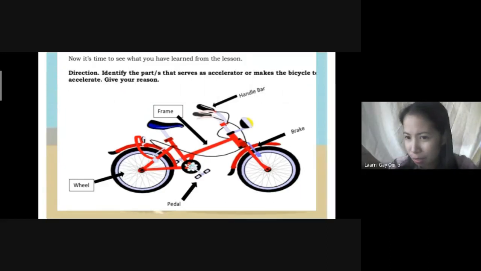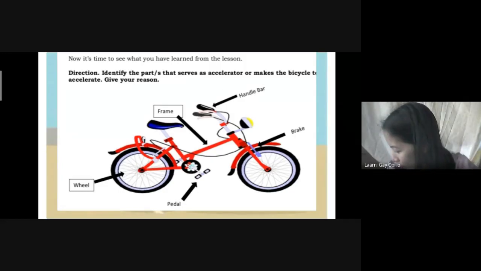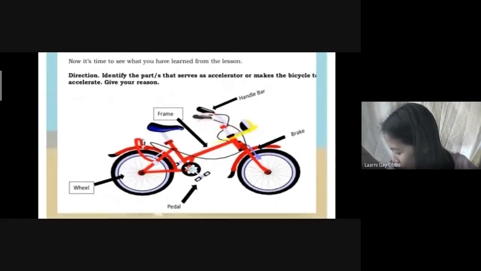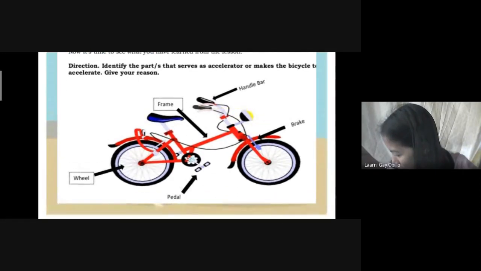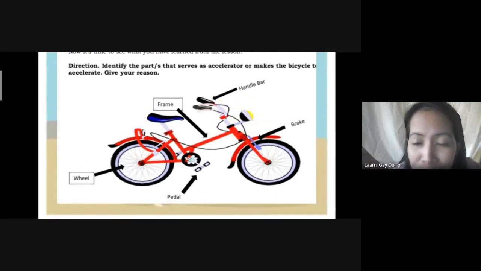Nag-send si Miguel ng week 2 and Q3. Okay, ang ating, anong tawag dito? Sorry, tumagalan. We have the brake. Okay, pwede rin yung brake.